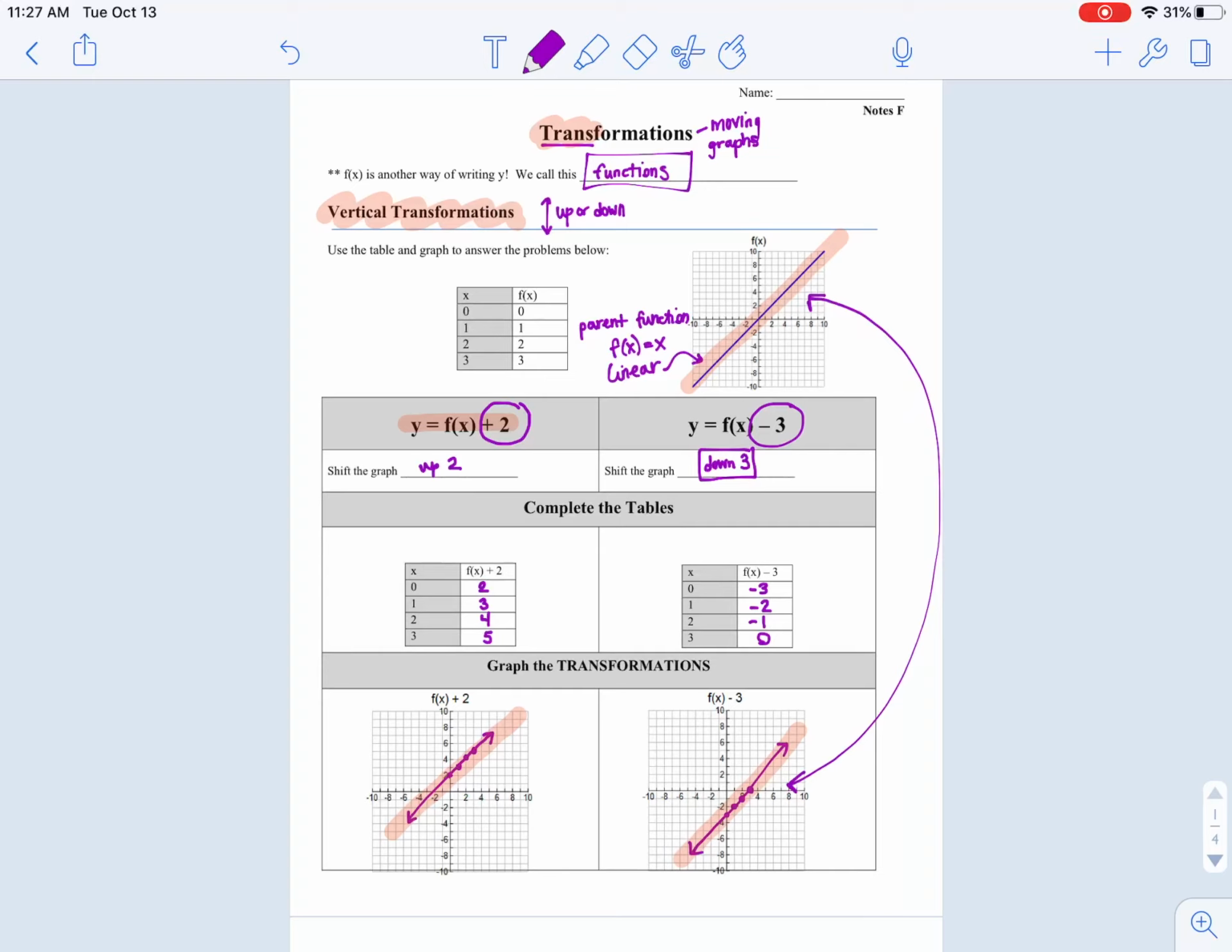All right, hopefully you were able to say linear. It is just a straight line. Okay, now we're going to look at our examples. Pretty similar to what we did before.